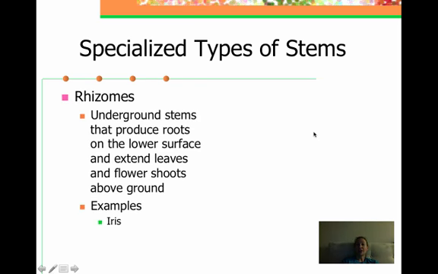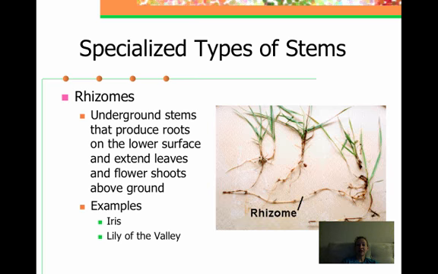A rhizome is an underground stem. An example of that could be some types of grasses, and then an example of a flower is an iris. It's going to produce roots underground, and then everywhere it touches the soil surface, it's going to have actual green vegetation. So it's going to have shoots coming up out of the ground, but the stem is underground.